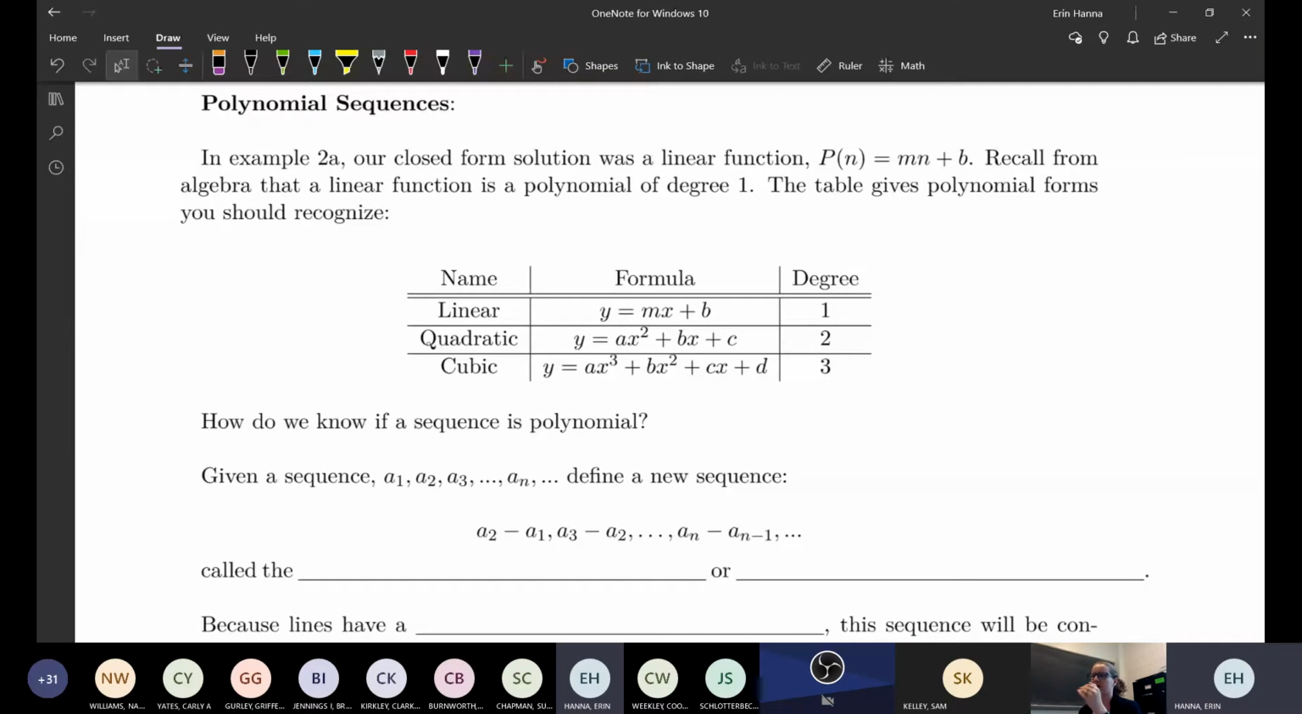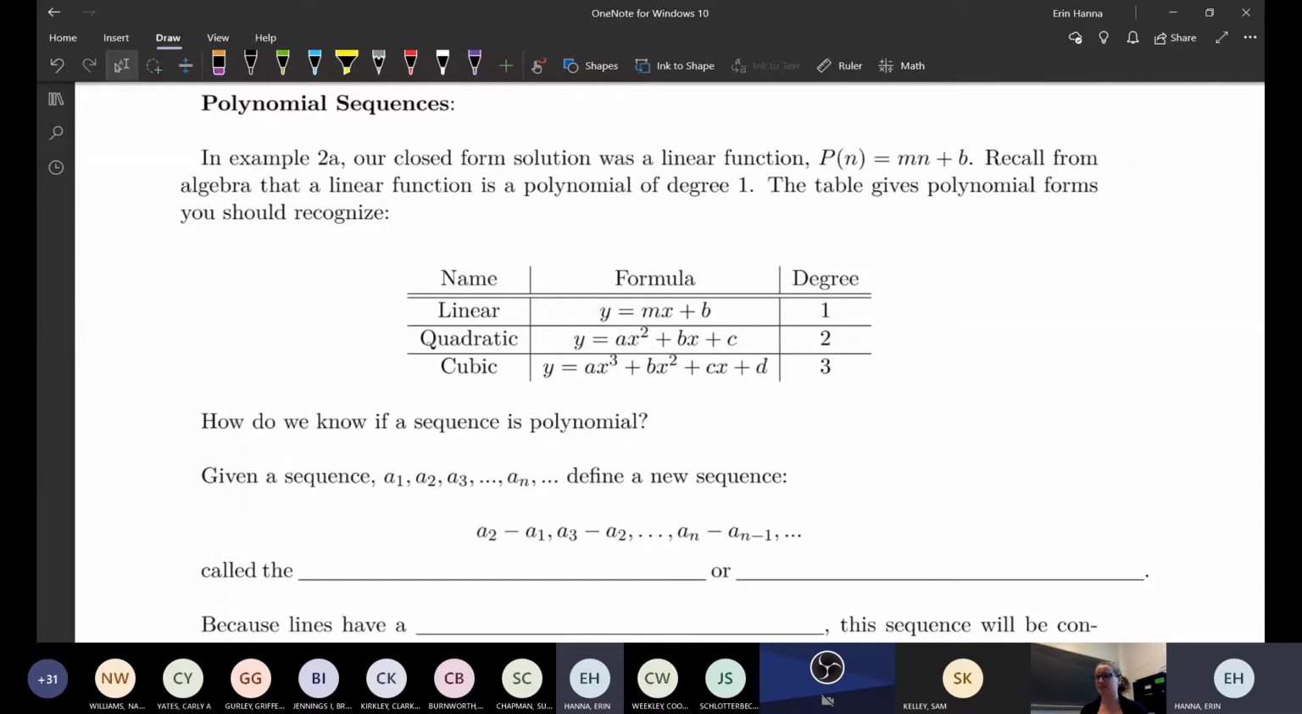And there's actually a way that we can find out if it is polynomial. Now, if it's linear, like the one we looked at, it's not too hard to see necessarily because there should be a common difference between those terms. But once we get up into looking at quadratic and cubic ones, it's going to be a lot harder to tell. So how can we tell?